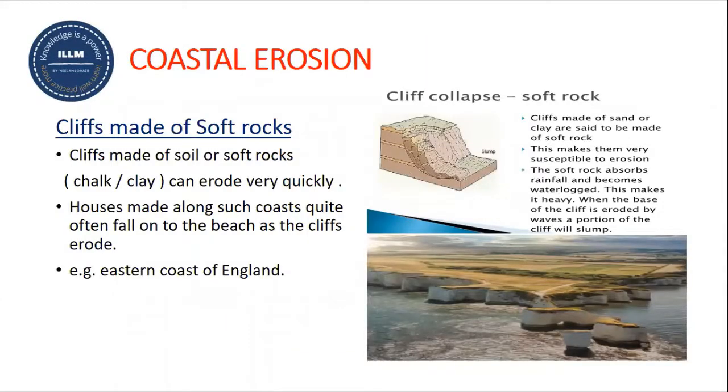In this coastal erosion, we will discuss two types of cliffs. The first one is the cliff which is made up of soft rocks, for example, chalk or clay. These cliffs are so soft that they can erode very quickly by contact with the waves of the sea. And houses made along such coasts quite often fall onto the beach as the cliffs erode. For example, the eastern coast of England.